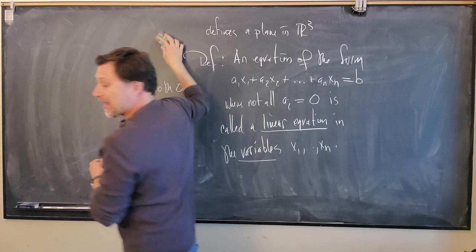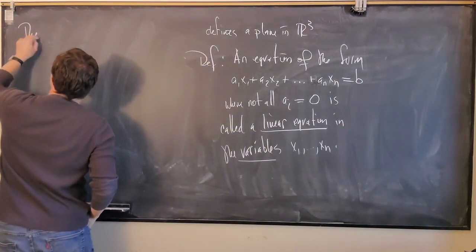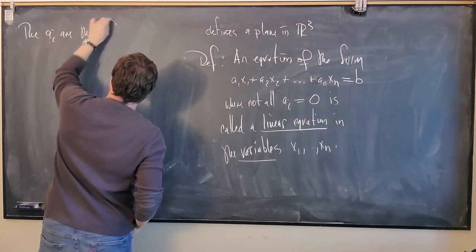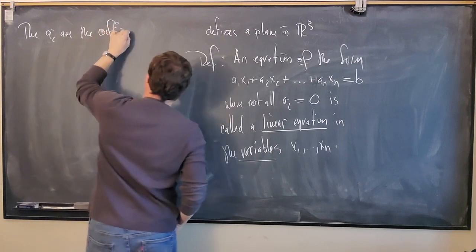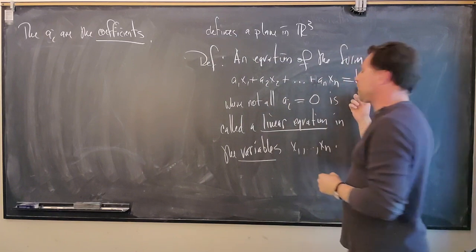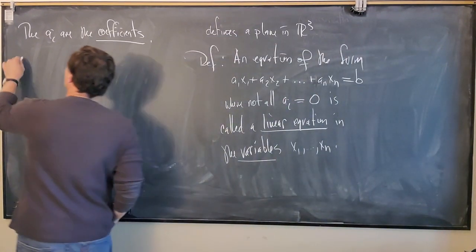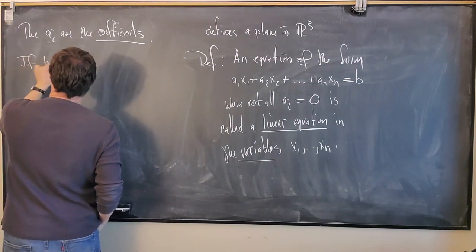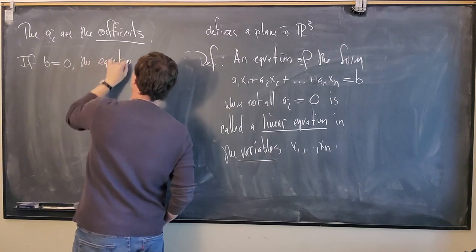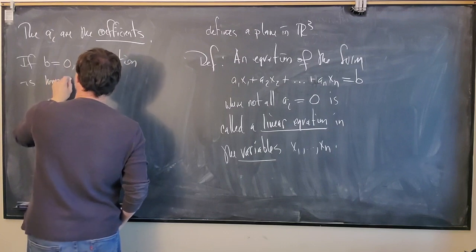These constants, the a sub i's, those have a name. Those are called the coefficients. So the a sub i are the coefficients. Now we allow b to be just some constant. It's okay for b to be equal to 0. So if b is equal to 0, the equation is homogeneous.